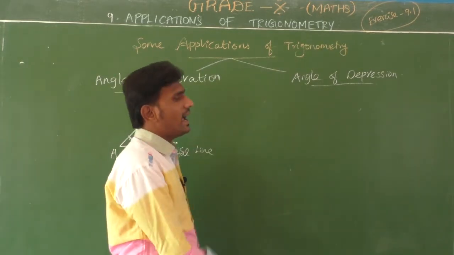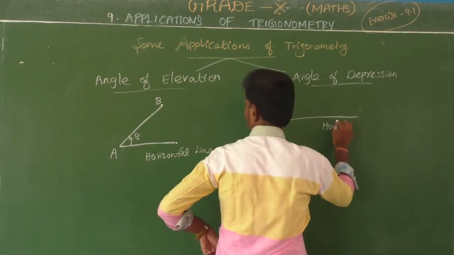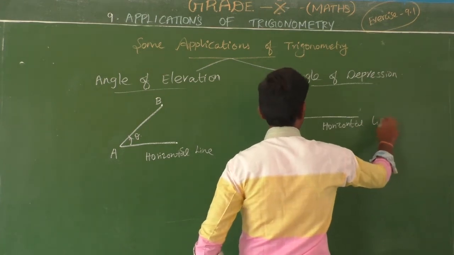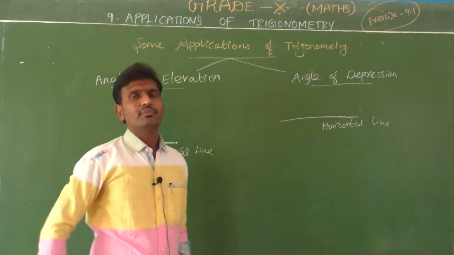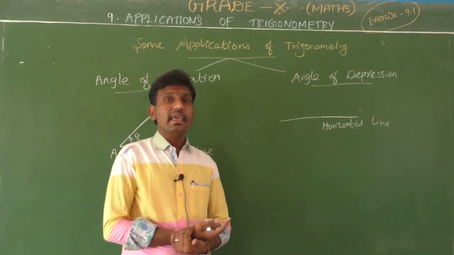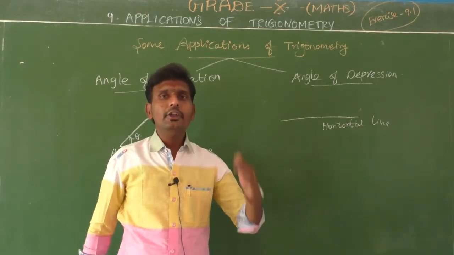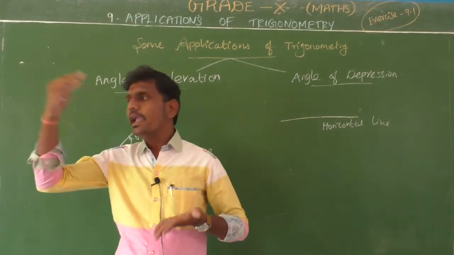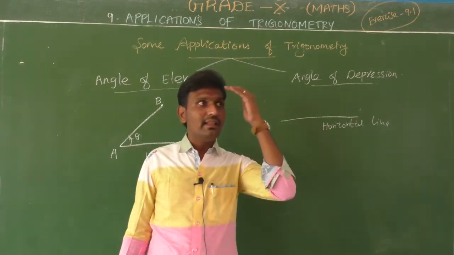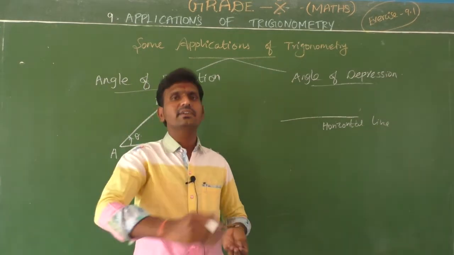Now, angle of depression means, see, this is a horizontal line. In that horizontal line, we are going to take the angle in the opposite direction. For example, you are sitting or standing on the top of the building and you observe some object below, on the ground, looking from top to bottom. So that is the easiest way to remember angle of depression, depressed.